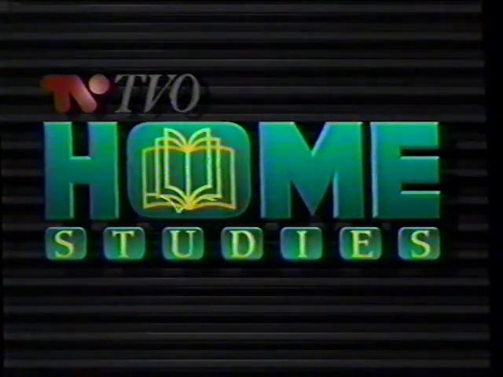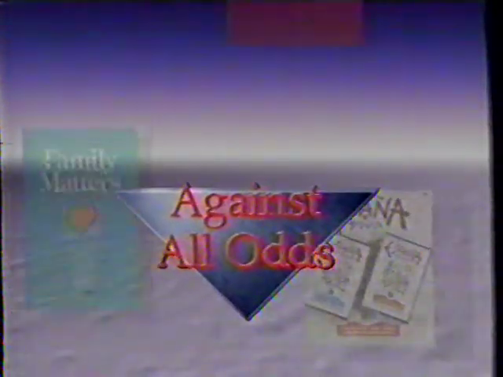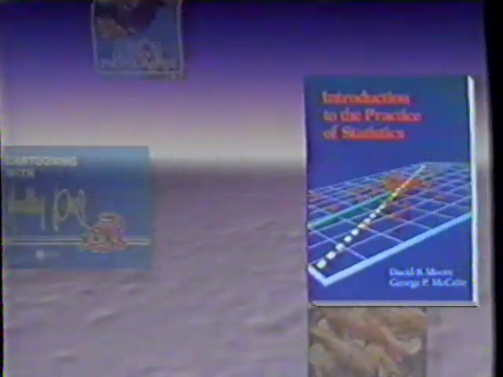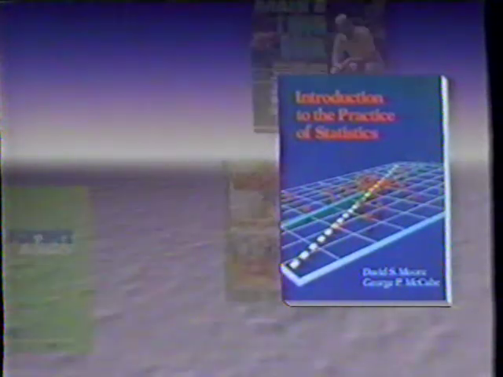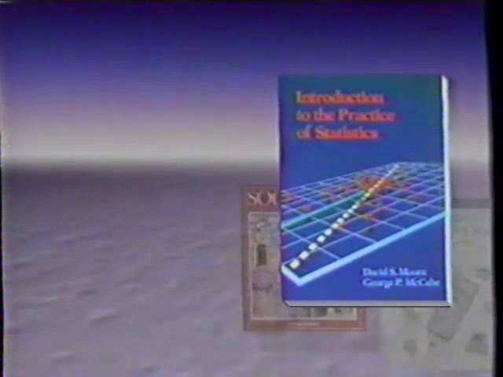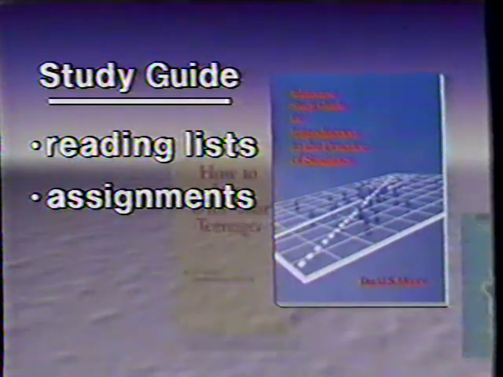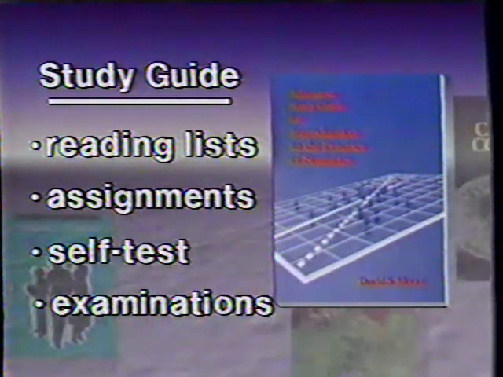Welcome to TVO Home Studies. Next, we present Against All Odds, a university-level statistics course. The accompanying text, Introduction to the Practice of Statistics, is part of the course package. It provides contemporary instruction on data analysis. You'll also receive a study guide, which links the programs to the text and includes reading lists, problem assignments, a self-test, and sample examinations. At the end of the program, we'll tell you how to order the course package. Now, Against All Odds, Inside Statistics.